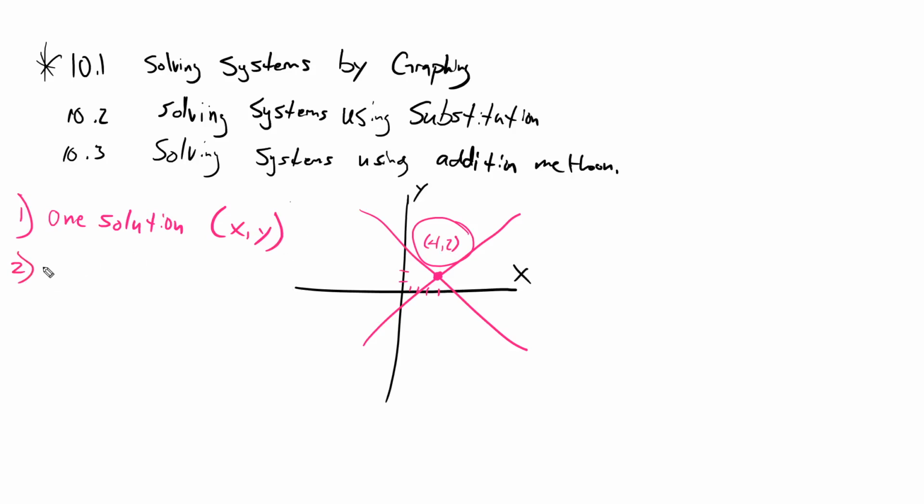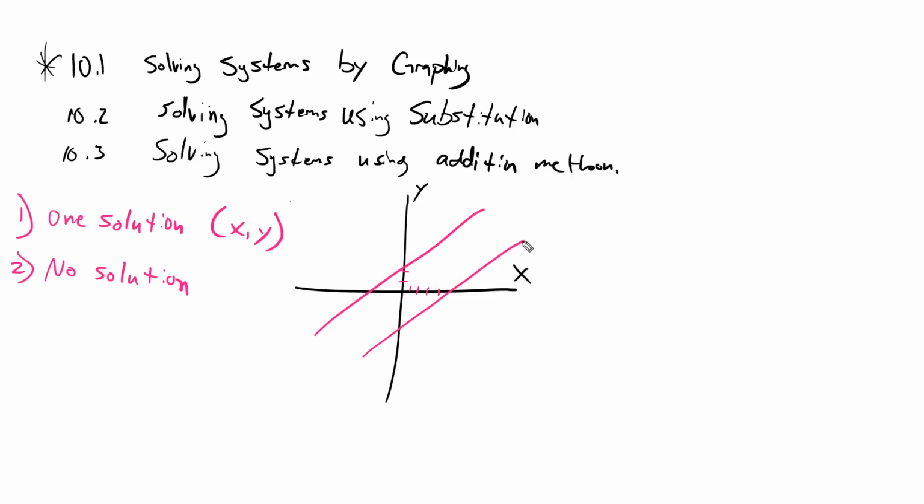2, you can have no solution. Can you think of a way where you can graph 2 lines and they never intersect? Right? That would occur if you have something like this. So what kind of lines do you think they are? And if you said parallel lines, then yeah. Parallel lines have no intersection. They will never intersect. So no solution.